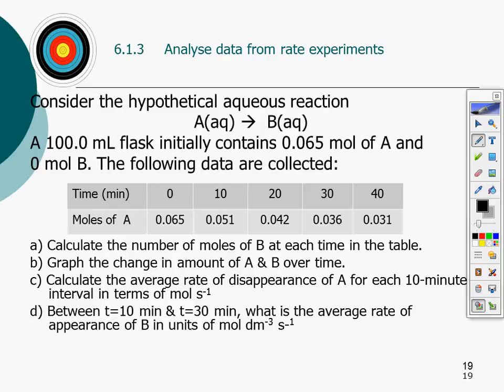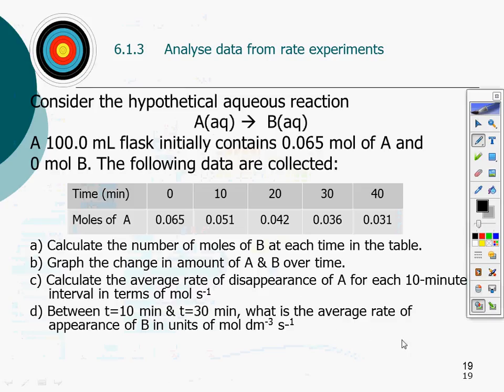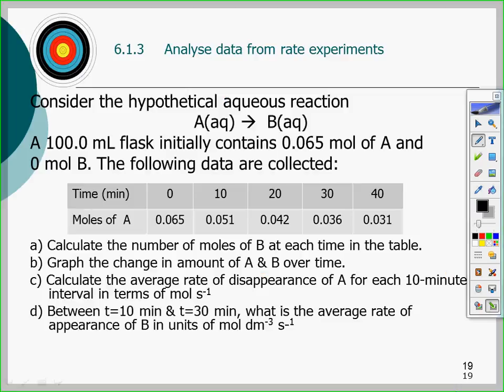So what are we going to have to do? We're going to have to take the moles of A number and subtract that from 0.065. That difference should give you the moles of B. It's very simple. I have 0 of B here, so moles of B. This is not going to be perfectly neat. How many total moles did I start with?